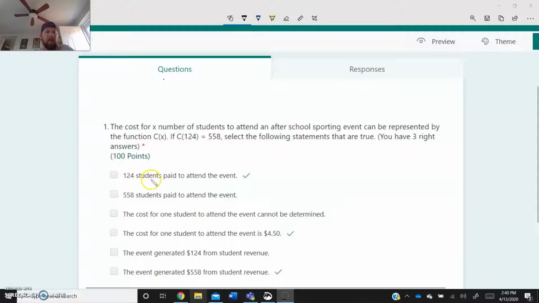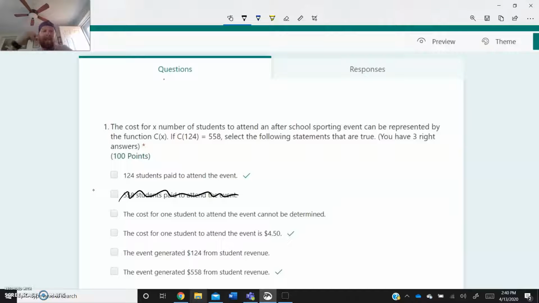The first one says 124 students paid to attend the event. That's true. They showed up, they gave some sort of money, they walked in. Going from there, 558 students paid to attend the event. Well, that doesn't make sense. We just established 124 students paid to go. So this one makes no sense, so you can cross that out. 558 does mean something. If 124 students showed up and it equals 558, that's how much money the school ended up getting: $558.